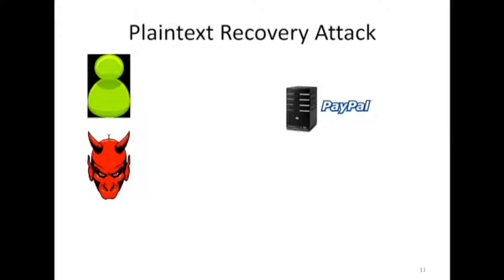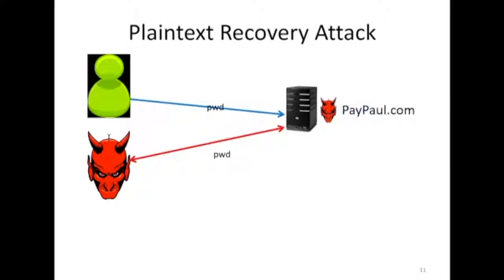All right, so the final type of attack is a plaintext recovery attack. And phishing is one example of a plaintext recovery attack. So in this case, the user thinks he's logging into paypal.com, but whoops, he didn't check the URL carefully enough. This is actually paypal.com. And in this case, he just sends the adversary the password directly.